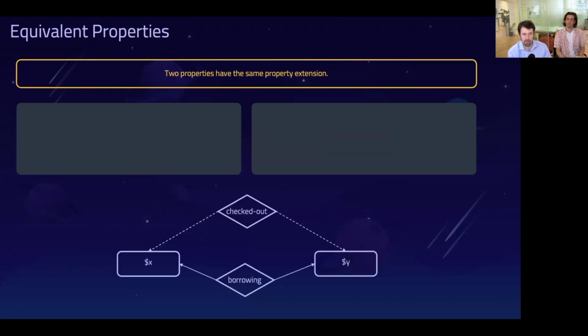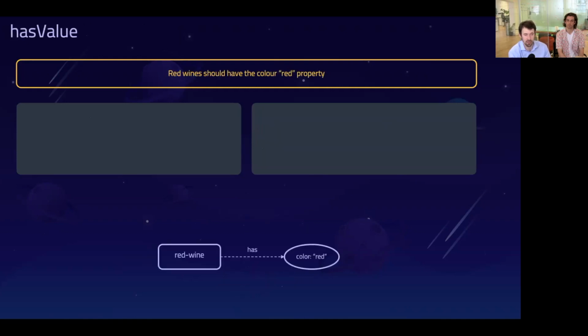Here we can look at equivalent properties, where two properties have the same property extension. We could say that if this borrowing relation exists, it always also creates this other relation type, checked out. To make it more interesting, we can of course also add qualifiers to the when statement. It may not necessarily be an equivalence relation anymore, but I hope you can understand that we can add a lot of logic to these rules, and they will work at scale in production.